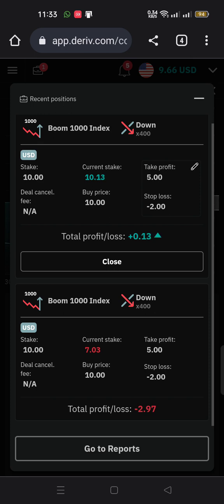So my recommendation is to stop when you have made some profit. Close to halfway, you can close the trade and come back later.